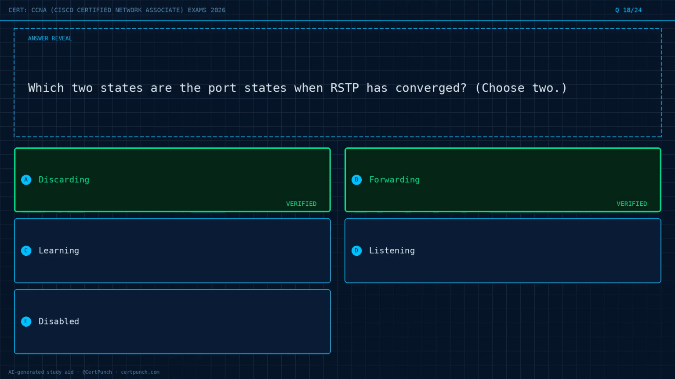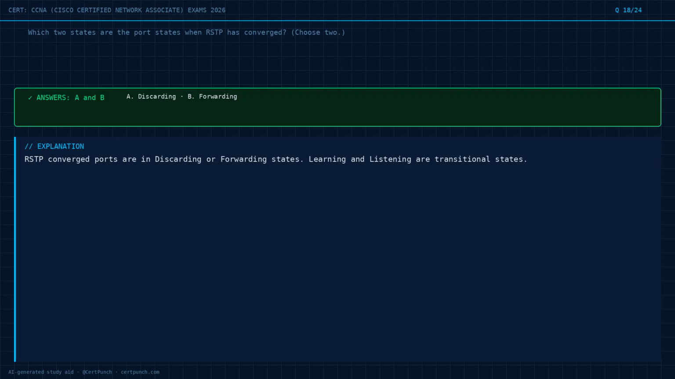The correct answers are options A and B. What the exam tests here: RSTP converged ports are in discarding or forwarding states. Learning and listening are transitional states.